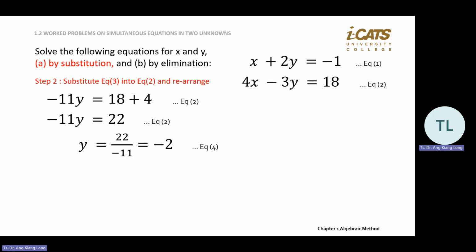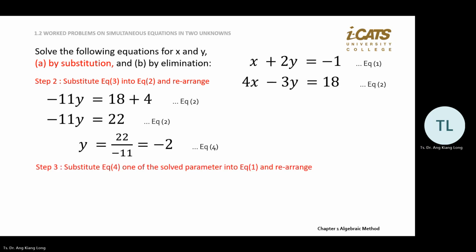Why do you need to label this equation 4? Because you need to substitute this value back into equation 1. Why not equation 2? Because this number came from equation 2. If you substitute it back, you can also get the answer for x. But always go back to the original. So the next step is to substitute equation 4 to solve for the other parameter in equation 1. You can substitute back into 2, no problem, because the keyword here is that you are forced to use the substitution method. We want you to use substitution.